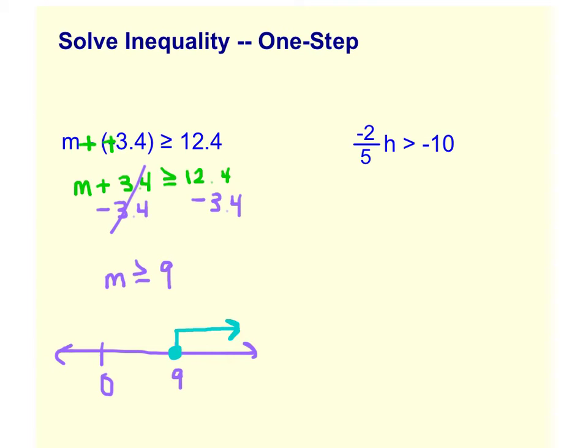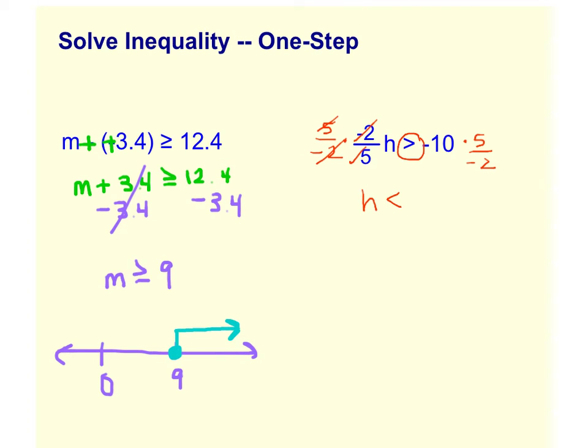One way that we have shown how to take care of this fraction times a variable in class is to multiply by the reciprocal. We can multiply both sides by 5 over negative 2. What happens is your negative 2's cancel and your 5's cancel, so you are left with just h. One thing we want to remember, which is really easy to forget, is we just multiplied both sides by a negative number, that negative fraction. So that means we have to take our greater than and flip it. It's now going to be less than.